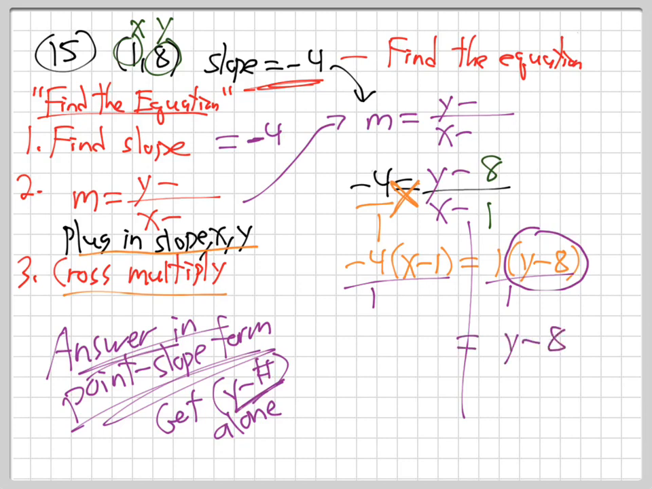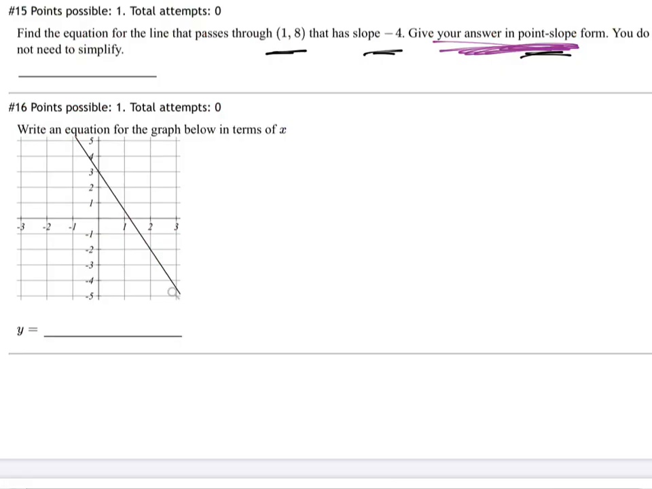So y minus 8. What is negative 4 divided by 1? It's just negative 4. It does nothing. Done. That's all they want. Just like that. With you? So look at 16. They say those same magic words.